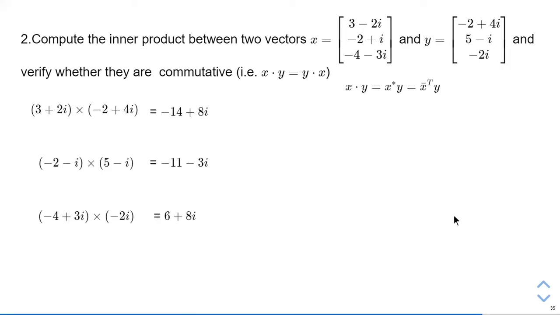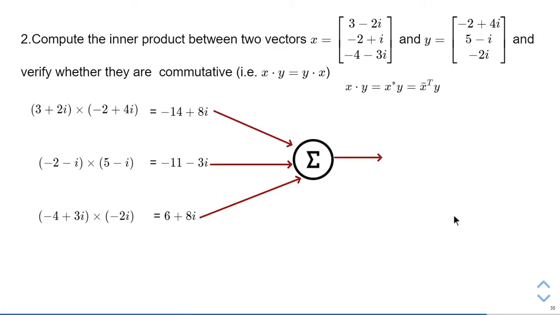After multiplying all these elements, you have to sum up the results, right? We can again visualize this as if you are feeding it to the summer. It's a nice diagram. You just sum up all the elements and you will get an answer. If you multiply two complex vectors in the order x followed by y, you will get the answer minus 19 plus 13i. Okay, so the question is, will it be true if I interchange the order of the vectors? Instead of x dot y, if you go for y dot x, what will happen? We will take a look.